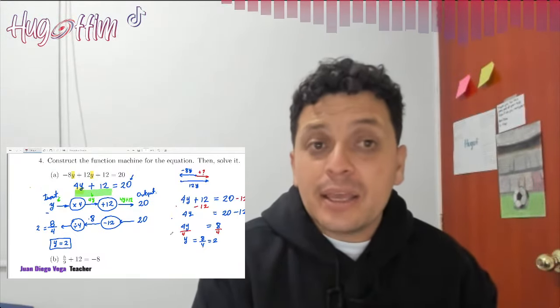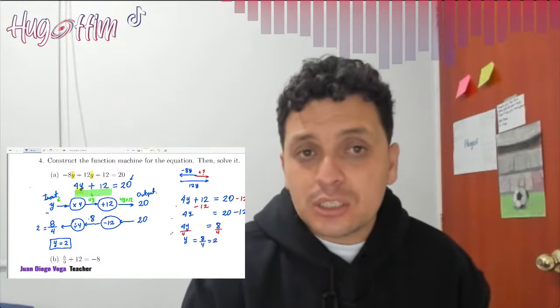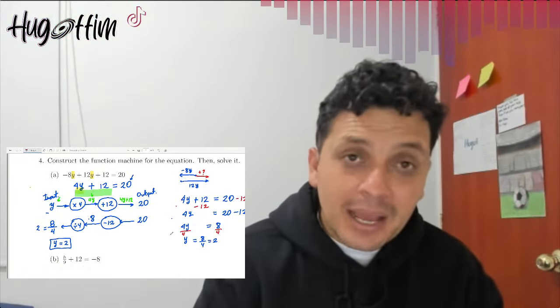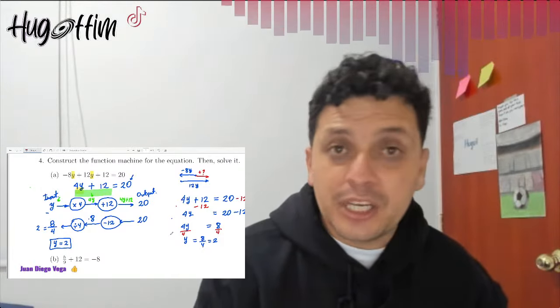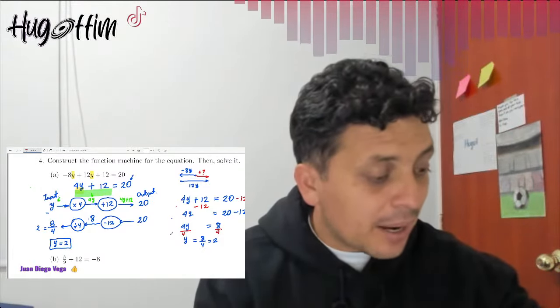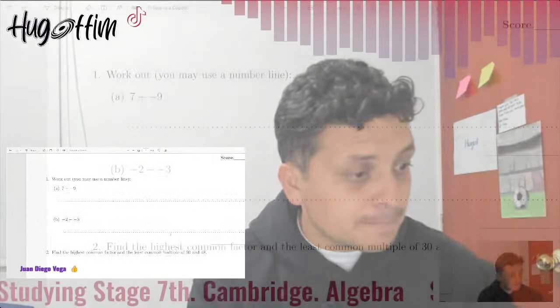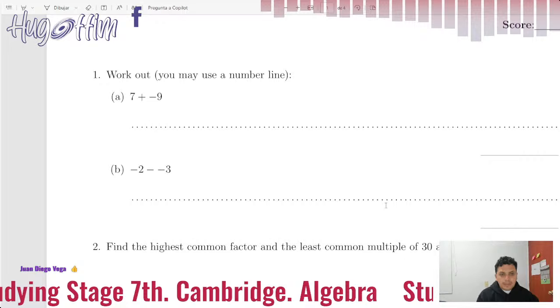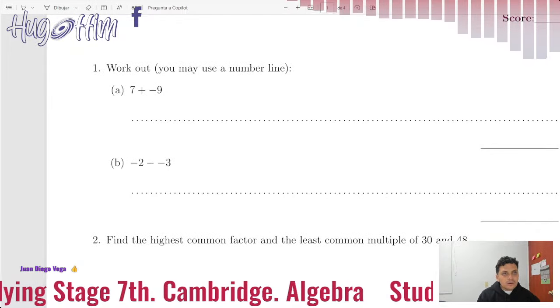So this is why we usually start by constructing the function machine, to understand what we're doing to the variable so we can apply the inverse operations. Okay, this is how you can apply function machines.